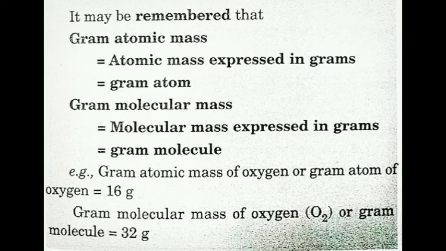For example, the gram atomic mass of oxygen or gram atom of oxygen is 16 gram only, and the gram molecular mass of oxygen O2 or gram molecule is 32 grams. So when we take the mass of one atom in grams, that is called gram atomic mass, and when we take the mass of the molecule in grams, then that is called molecular gram weight.